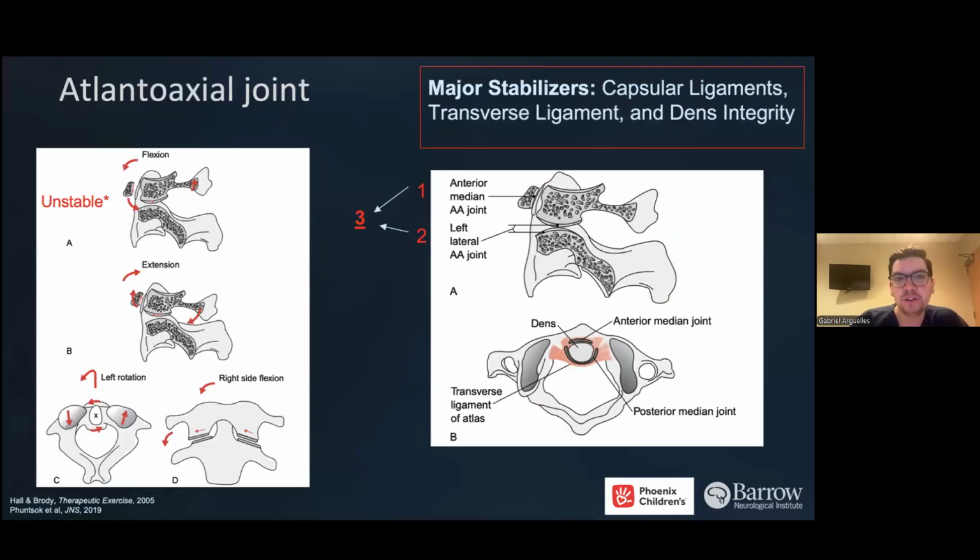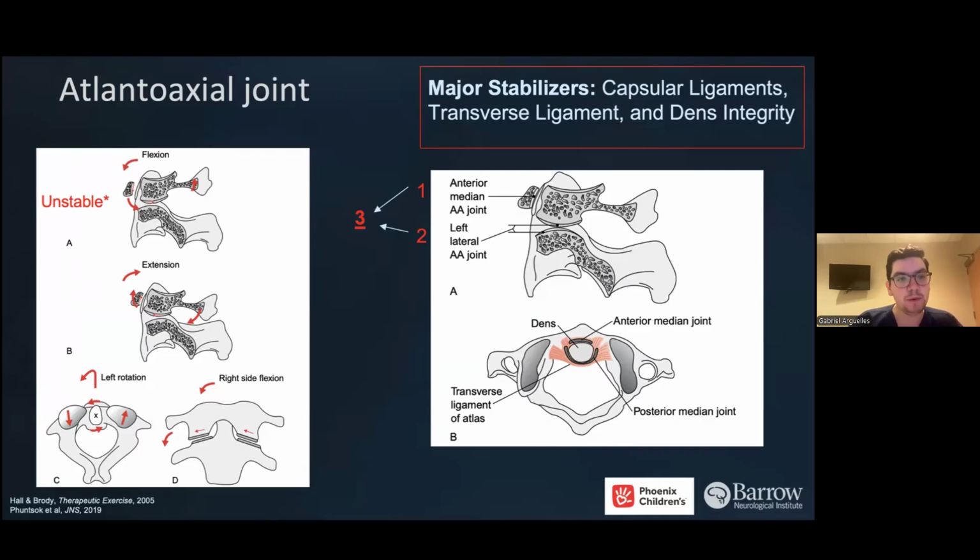In the atlantoaxial joint, so the C1-2 joint, we see pretty big differences compared to the OC1 joint. On the left, the shape again becomes important. Here, instead of the concave-convex relationship, we see a concave-concave relationship between the C1 and the C2 vertebral levels. That comes at the expense of stability, but you do get a lot of motion from that. So there are benefits and cons to that relationship.